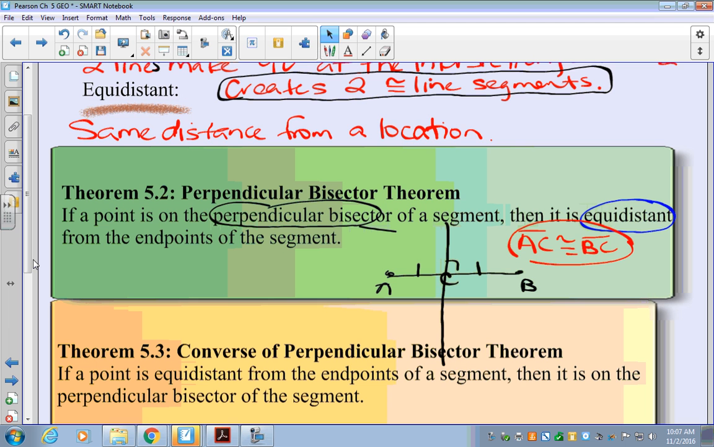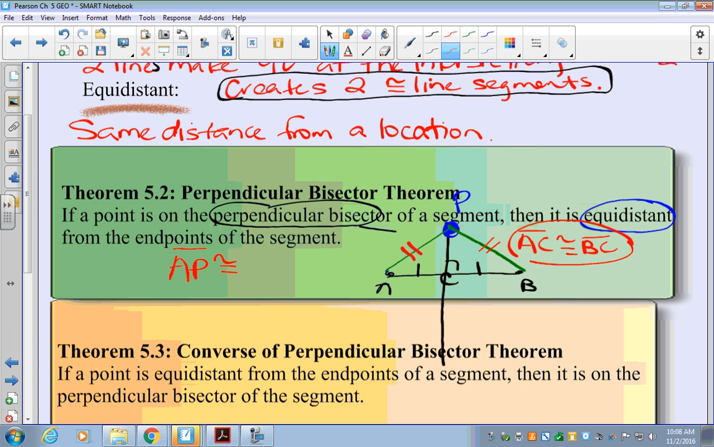The perpendicular bisector theorem says that if you have a point anywhere on the perpendicular bisector, like right here, it is going to be equidistant from the endpoints of the segment. So that's A and B. So you take that point P and you go, oh, it is the same distance. So let's put our congruent mark on it. AP, I use C. So what this is telling us is AP is also congruent to BP.